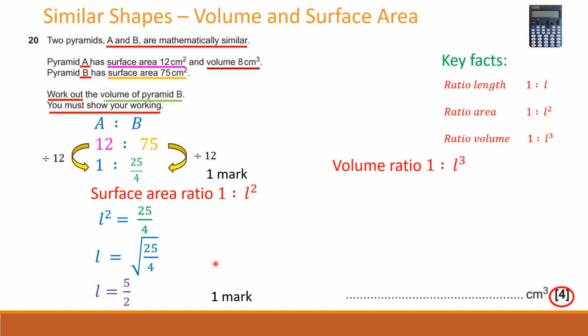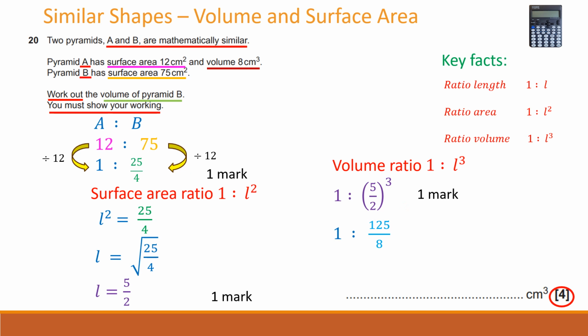From here, I now need to look at the volume. So the volume ratio is 1 to L cubed, as we're told with our 3 facts over here on the right hand side. We're told the volume of A is 8 centimetres cubed. But we know the ratio has got to be 1 to L cubed, where L is 5 over 2. Now 5 cubed is 125, 2 cubed is 8, so we can work this out without a calculator. You should know your cube numbers up to 5 cubed without a calculator. Doing 1 to 5 over 2 all cubed gives you your third mark for the question.